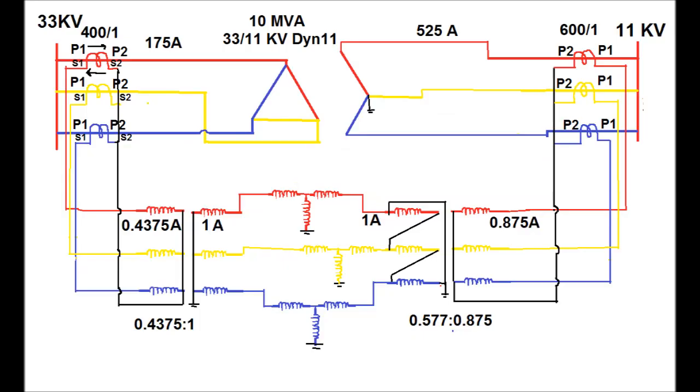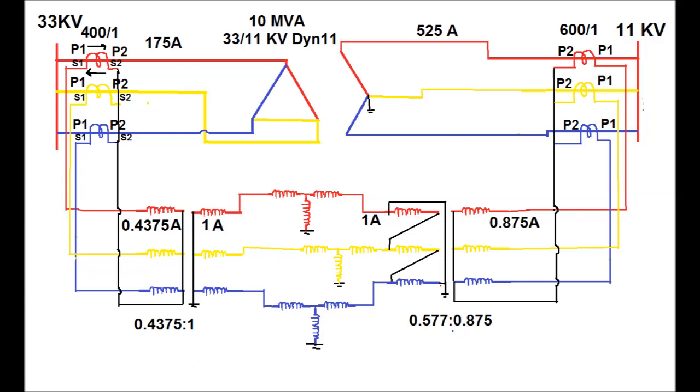Now what the ratio of the ICTs should be has been shown in this diagram. It will depend on the capacity of the transformer and also the ratio of the HV side and LV side CT. Here the capacity is 10 MVA, 33 by 11 kV, that is HV side is 33 kV and LV side is 11 kV, and HV side CT ratio is 400 by 1 and LV side CT ratio is 600 by 1.